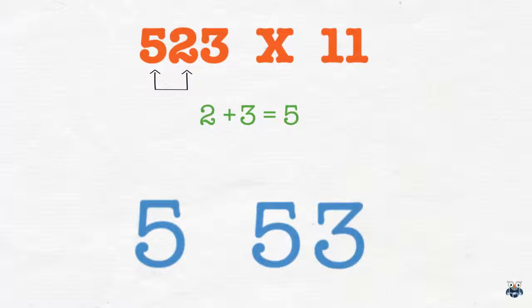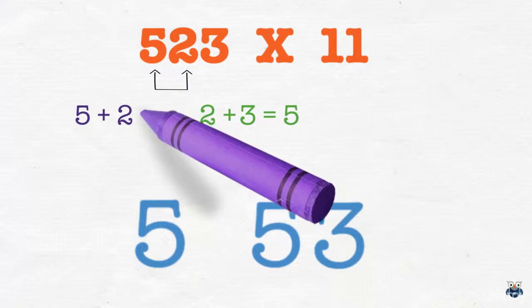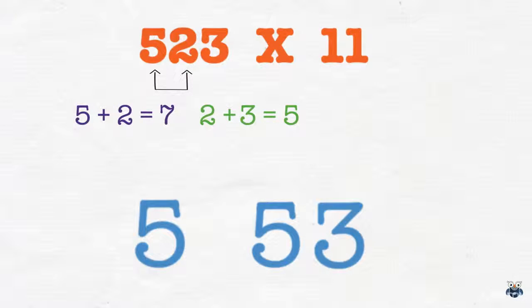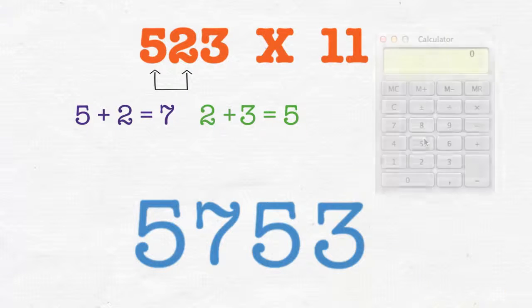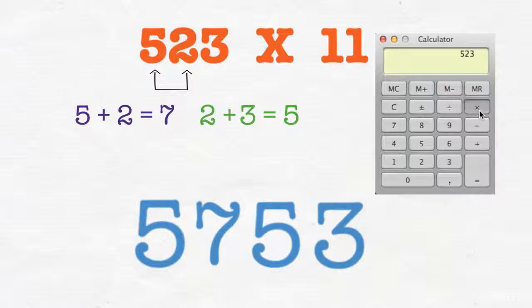Here's our next pair, 52. 5 plus 2 is 7, and let's add it to our result. We are left with 5753, our final answer. So let's see if it's correct. Yes, it is the correct answer.